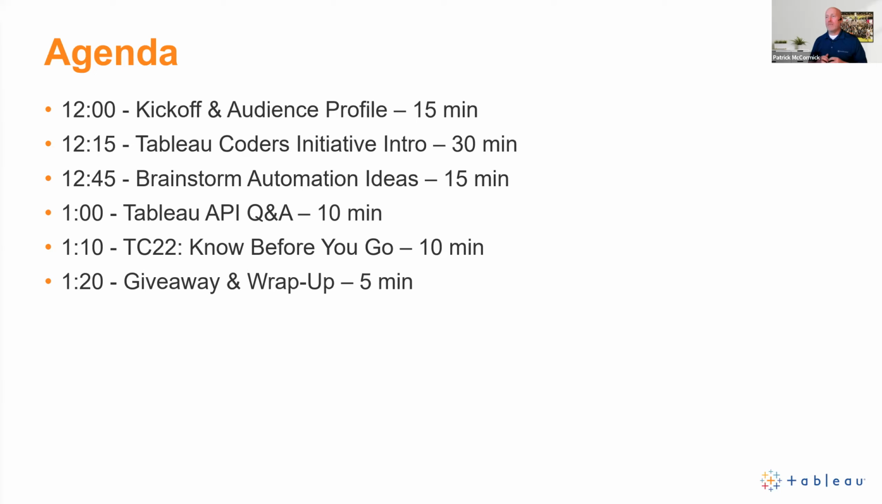And then we've got Kyle with the Tableau Coders Initiative intro and overview of the capabilities of the different types of Tableau APIs. And then we're going to do a little networking. We're going to use the Breakout Room functionality so that you can talk in small groups about your use of APIs and collaborate on automation ideas. That's what this is really about, is just to spark the art of the possible.